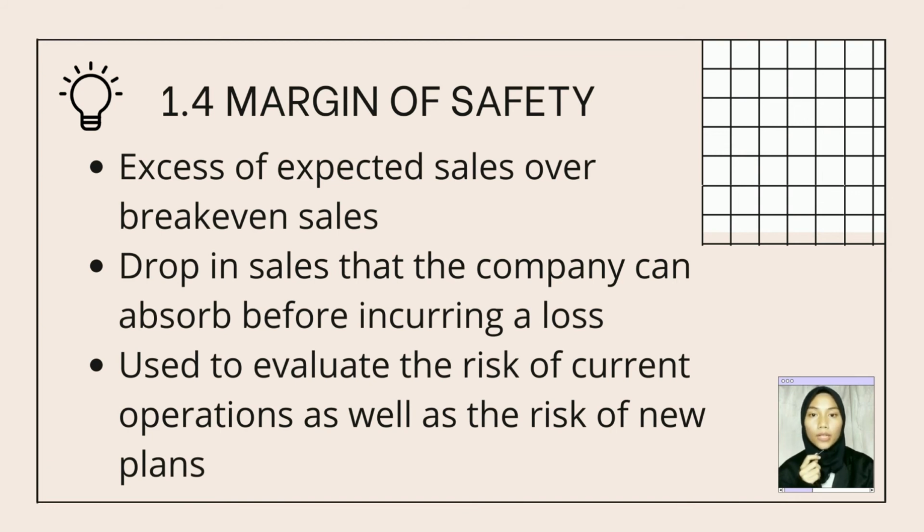Okay, now I will explain the next subtopic, which is margin of safety. What is margin of safety? It is the excess of expected sales over break-even sales. The company can utilize the margin of safety to know how much sales can decrease before the company or a project incurs a loss. It is used to evaluate the risk of current operations as well as the risk of new plans.